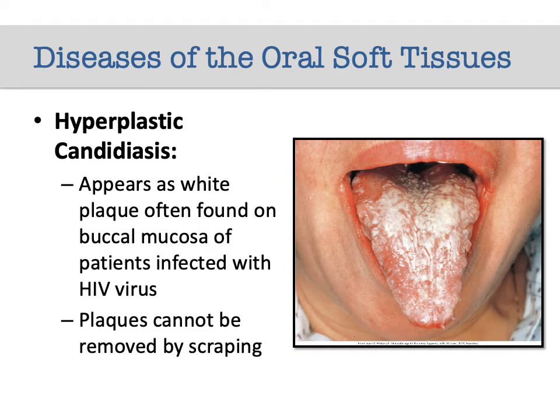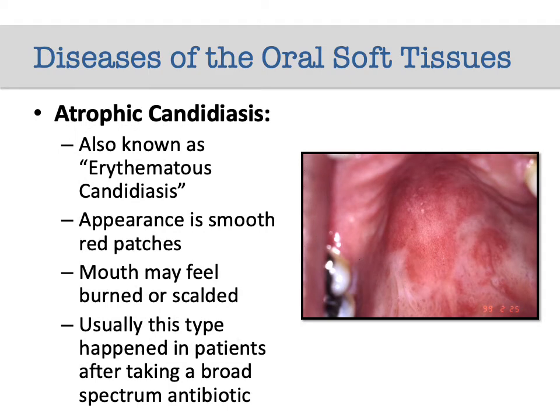Hyperplastic candidiasis appears as a white plaque that is often found on the buccal mucosa of patients infected with the HIV virus. The plaques cannot be removed by scraping. Atrophic candidiasis, which is also known as erythematous candidiasis, appears as smooth red patches. The patient's mouth may feel burned or scalded. Usually this type happens in patients after taking a broad-spectrum antibiotic.